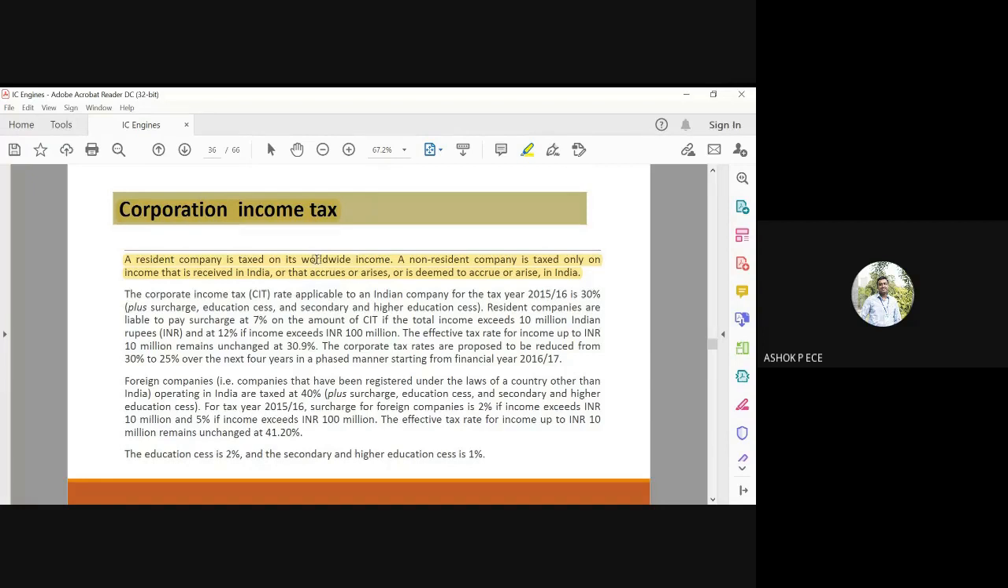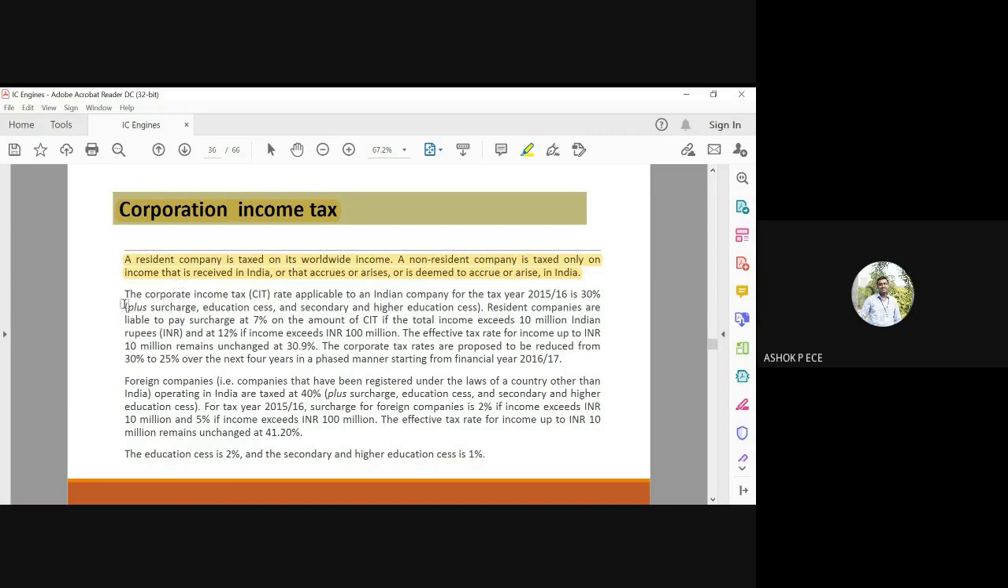So you are going to compute the total income which is available in all its branches. The non-resident company is taxed only on income that is received in India. If the company is from India, you have to pay tax for all the income which you are getting outside India also. But if the company is not an Indian company, you have to pay tax only for the amount which you generate within India.